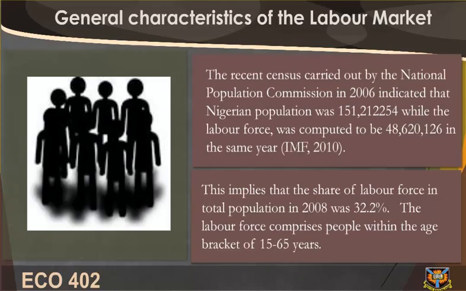General characteristics of the labor market. The recent census carried out by the National Population Commission in 2006 indicated that Nigerian population was 151,212,254, while the labor force was computed to be 48,620,126 in the same year, IMF 2010. This implies that the share of labor force in total population in 2008 was 32.2%. The labor force comprises people within the age bracket of 15 to 65 years.